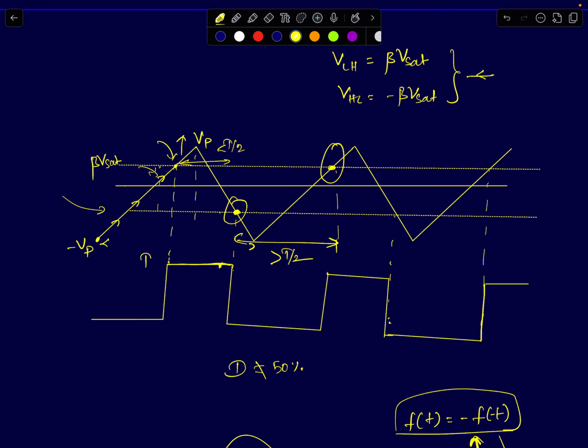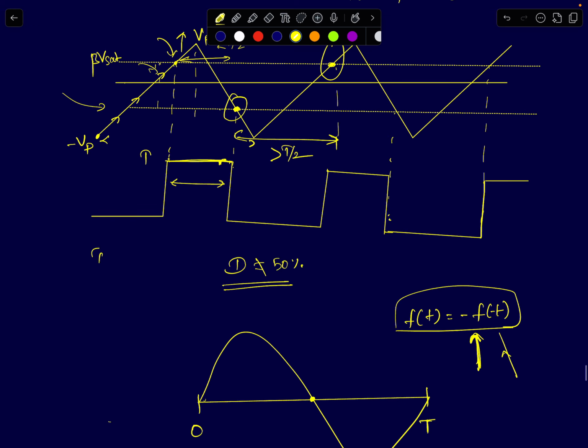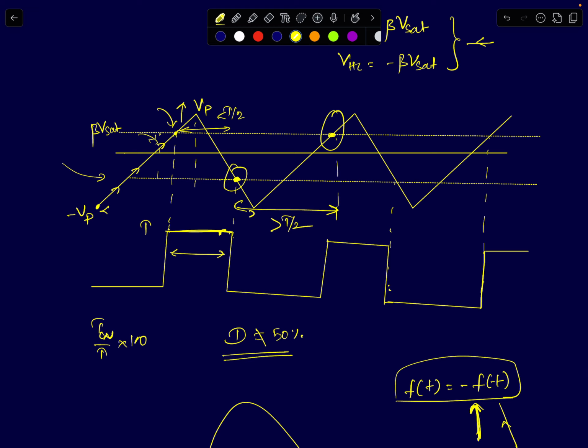Therefore your output waveform's duty cycle will not be 50%. The on time will be smaller than T/2 seconds, therefore your duty cycle will be less than 50%. Your duty cycle is T on upon the total time period times 100. That's your duty cycle. Because you can clearly see here the falling edge is faster. It's falling much faster in this half cycle, but it is increasing at a much slower rate, which means it's going to spend much longer time in the positive half, in the rising cycle.